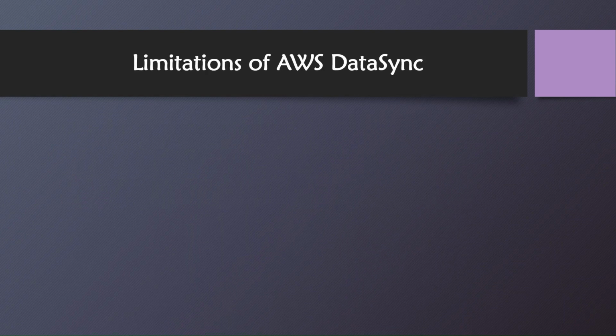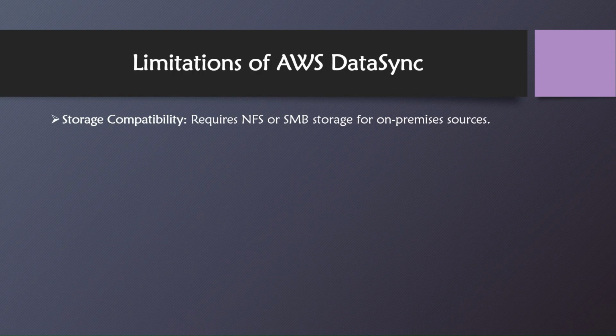So the next concept we have is limitations. When it comes to DataSync's limitations, the first we have is storage compatibility. AWS DataSync supports specific types of on-premises storage for data transfer, namely NFS and SMB file shares. This means that if your on-premises storage is not based on these protocols, you will need to reconfigure or use a different method to transfer the data to AWS. Therefore, its compatibility is limited to environments that use these file sharing protocols.